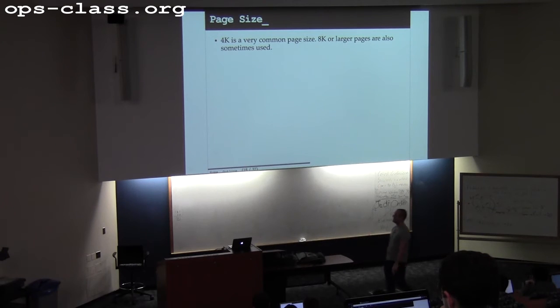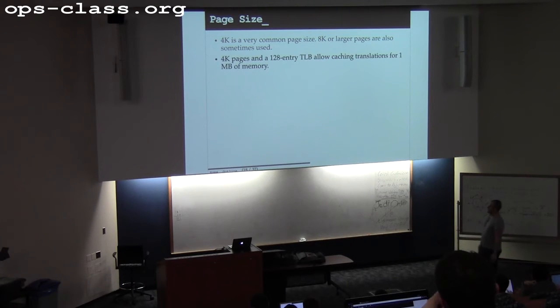Now, when you think about TLBs, you want to think about how much virtual memory the TLB will be able to cache translations for. If I have 4K pages, then a 128 entry TLB, which could be pretty standard, maybe they're a little bit bigger now, can cache 1 megabyte of virtual memory.